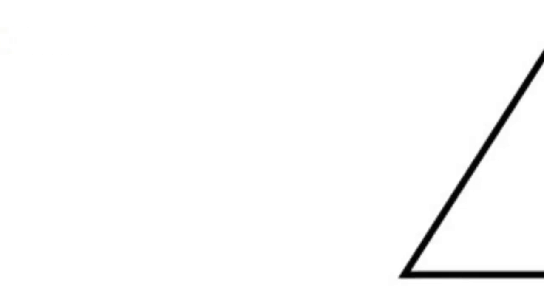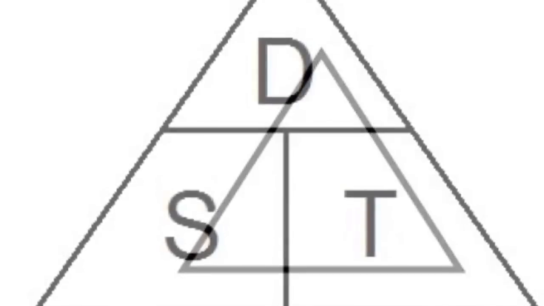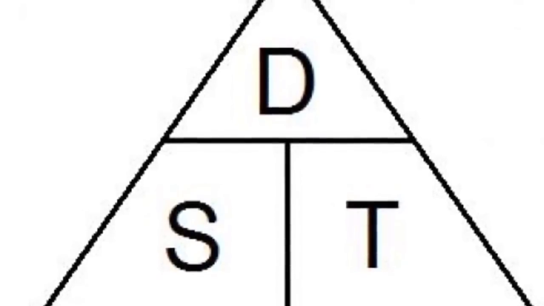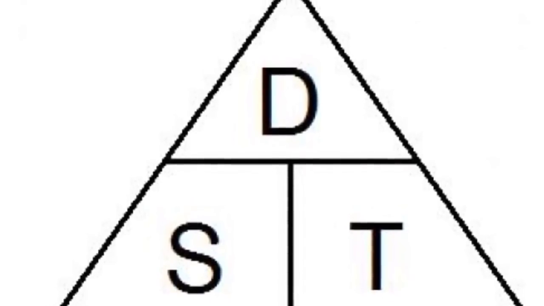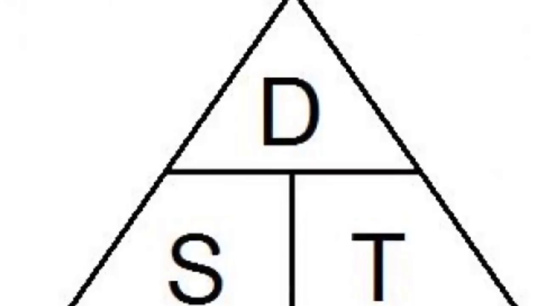Now let's move on to talk about calculating motion. The formula that we're going to use for speed goes into a triangle similar to the one we used for calculating density. Speed equals distance divided by time.